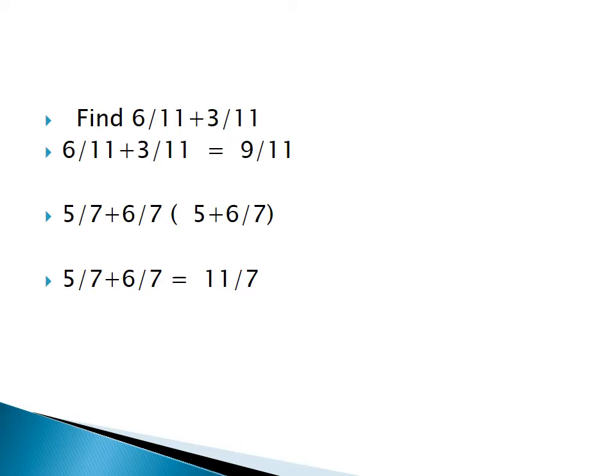Second question is 5 by 7 plus 6 by 7. Both are like fractions. Again we will add the like fractions. 5 plus 6 is equal to 11. The denominator we will write only once, that is 7. Neither do we add nor subtract the denominator.